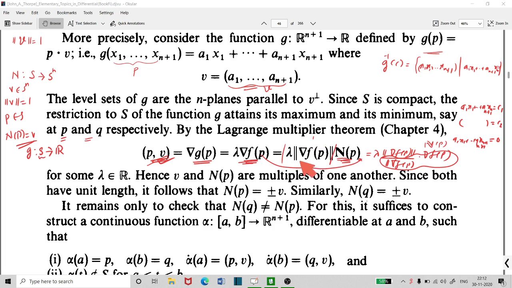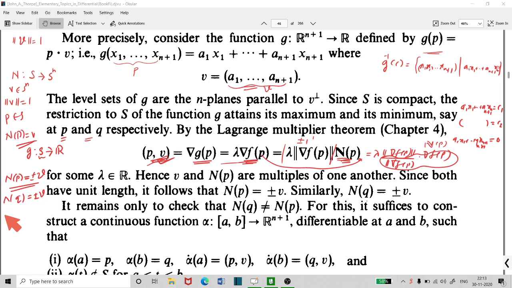But these are real quantities. So the only possible values of this part are plus or minus 1, because the modulus is always 1 and this is nothing but a real number. So the vector part on the right side, n of p, is equal to plus or minus v. This is the only possibility. Similarly, you get n of q is also plus or minus v with the same arguments. So our intention is to get a pre-image of this v. Now we have n of p equal to plus or minus v, and n of q equal to plus or minus v.